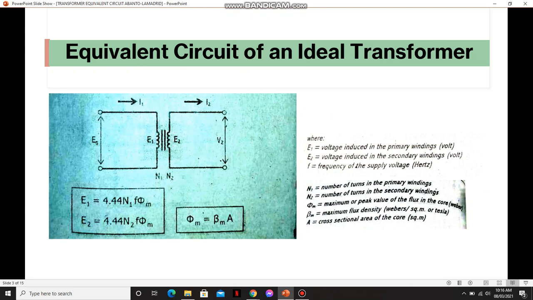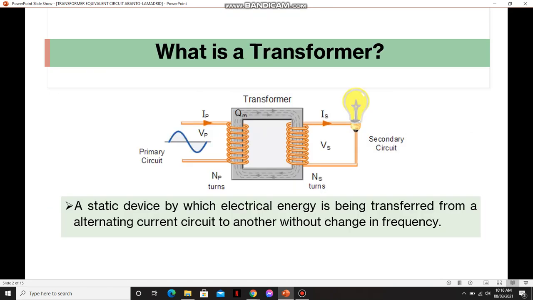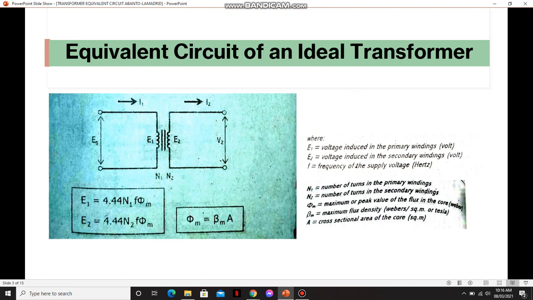Equivalent circuit of an ideal transformer. So that diagram is just a circuit diagram of the first one here. That formula, we have already encountered on our previous topic. The E1, or the induced voltage in the primary winding, is equal to 4.44 N1 frequency times the maximum or the peak value flux in the core. You just have to memorize that formula.